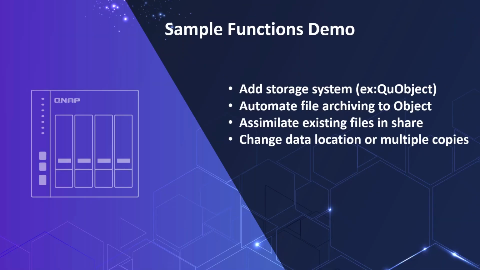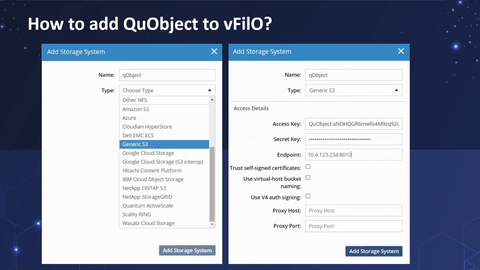So now I want to give you a very simple functional demo: adding a storage system, the QObject. You can automate the file archiving to the objects. You can also assimilate the existing files in a share, and you can change the data locations or have multiple copies. So how do we add QObject to vFilO?